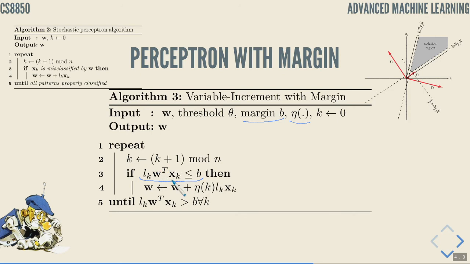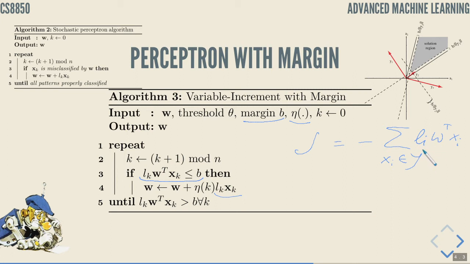But even when they're classified correctly, if the point is too close to the hyperplane, this condition will trigger. And as before, notice our J criterion was the sum of L_i W transpose X_i for X_i in the set of incorrectly classified samples. So this is nothing but the gradient for that particular sample, right?